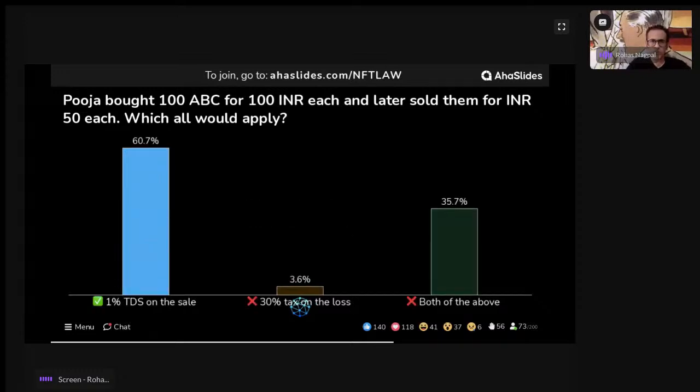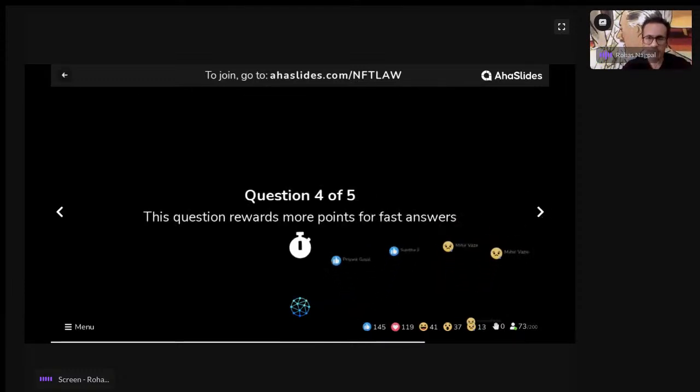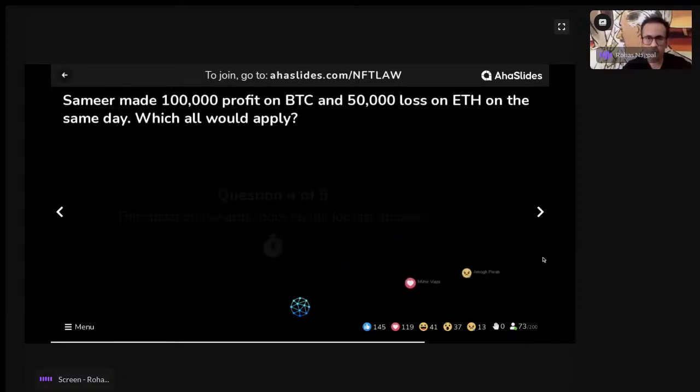Okay. So a majority of you got that right. She's liable to pay 1% TDS on the sale, but there is no tax because that 30% doesn't apply, because remember, that applies to the profit you make. She's made a loss. Her cost of acquisition she's allowed to deduct. So she's not liable for that 30%. But the 1% TDS still applies. Second last question, question number 4.